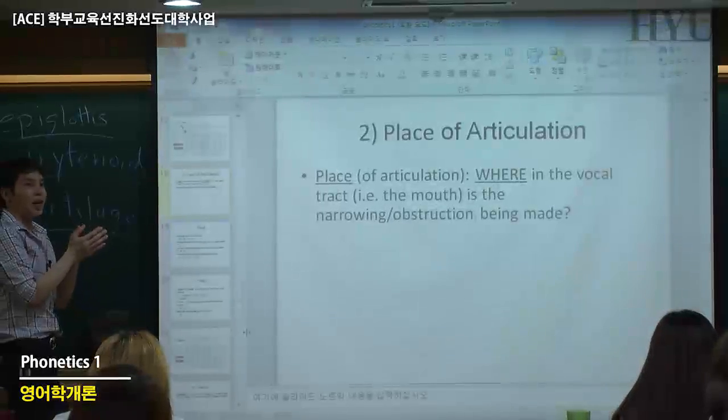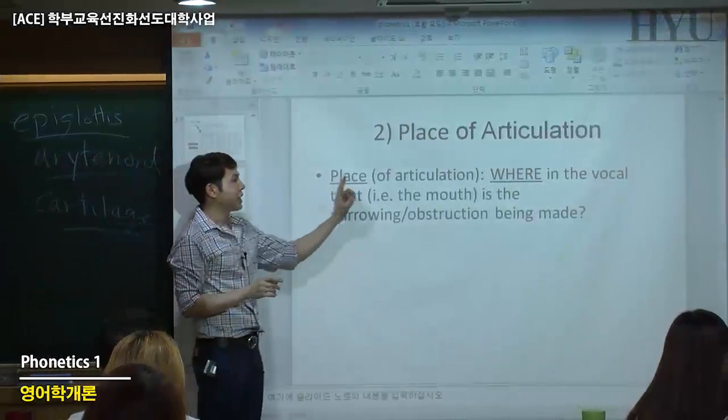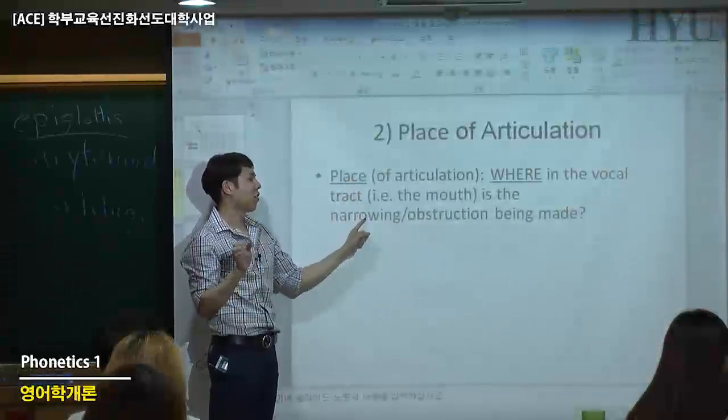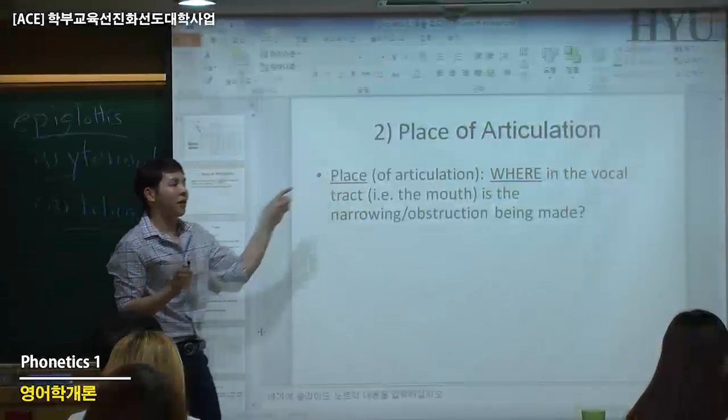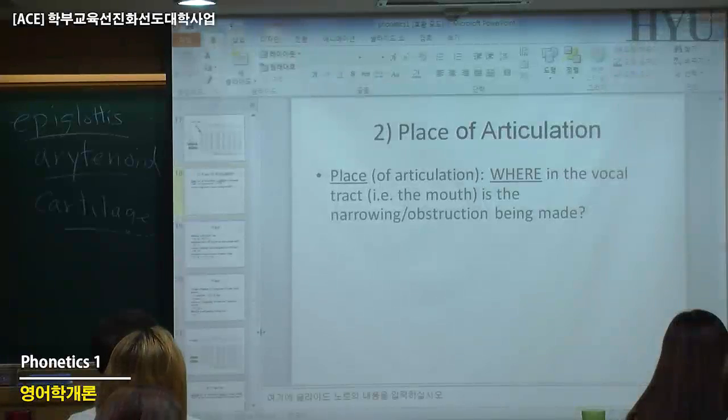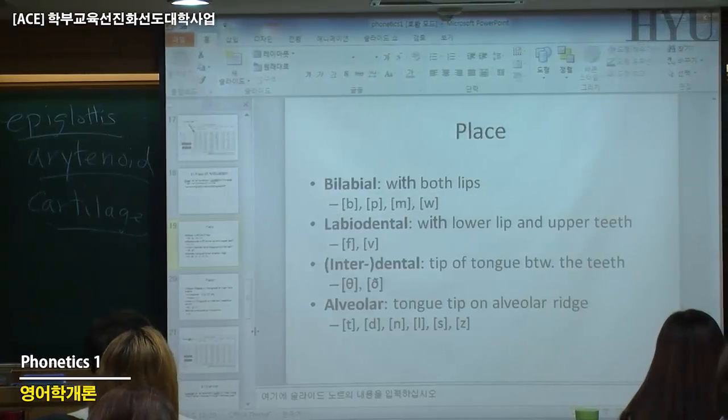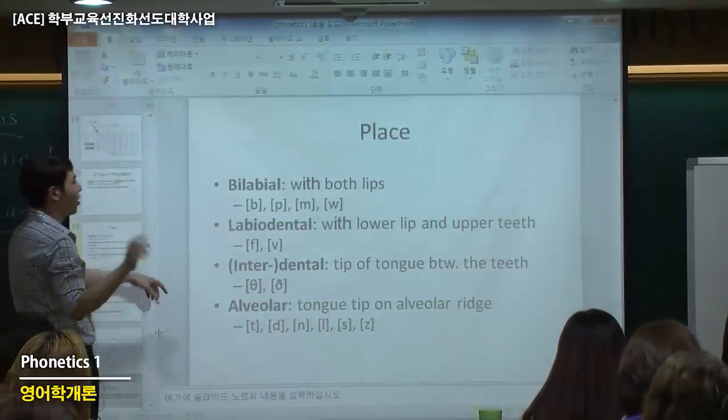When they vibrate, the sound cannot come out easily. The second place of obstruction or of blocking is in your mouth, the place of articulation. So there are several places in your mouth that can block the air.